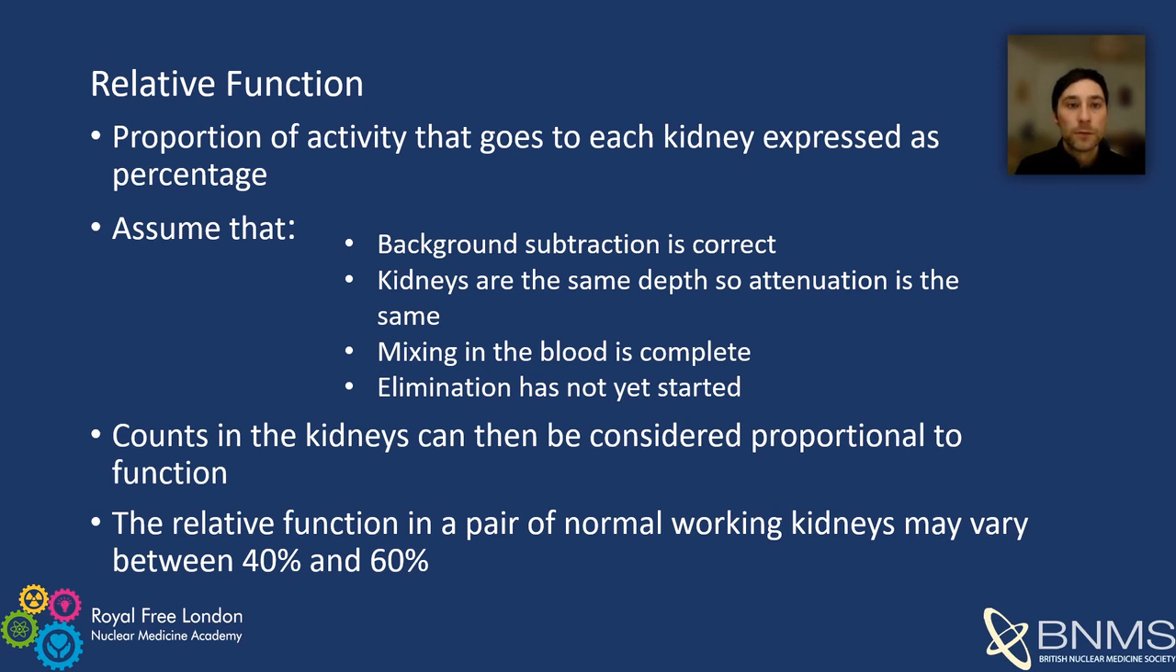Relative or differential function is the proportion of activity that goes to each kidney, expressed as a percentage, and reflects the amount of work that each kidney is contributing. In normal working kidneys, this tends to vary between 40 and 60%. It should be measured after mixing in the blood is complete and before elimination from the kidneys commences. Background subtraction should be correct, and kidneys are assumed to be the same depth. Then the counts in the kidneys can be considered proportional to function.